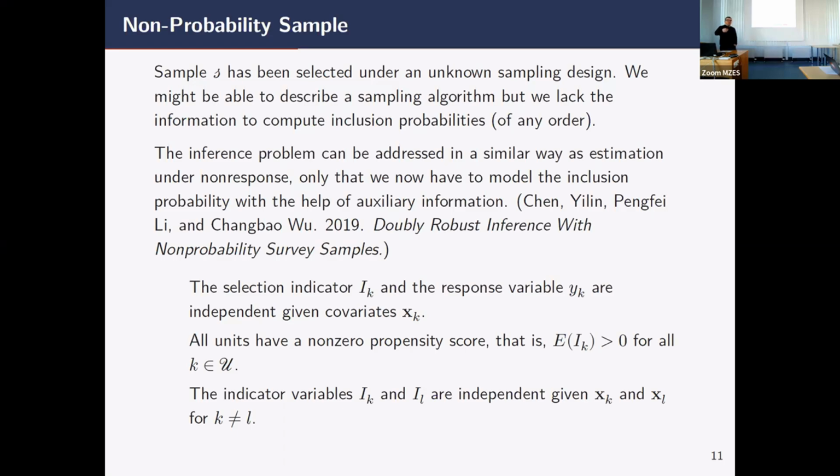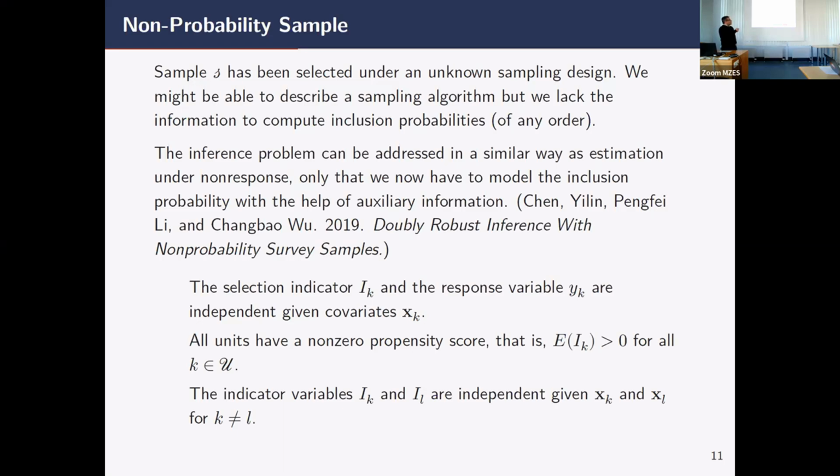So doing inference with a non-probability sample takes on a similar form as doing inference under non-response, where we now have to estimate the inclusion probabilities, not the response propensities. And hopefully we have some auxiliary information with which we can do that. Again, this relies on similar assumptions as modeling response propensities: inclusion is independent across elements, and every element has a positive probability of being included.